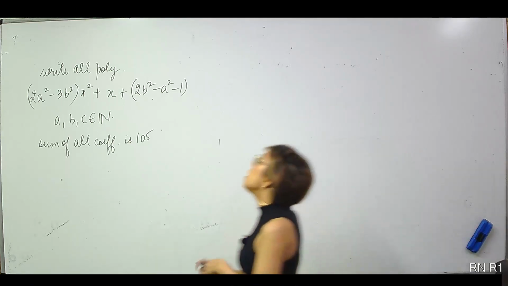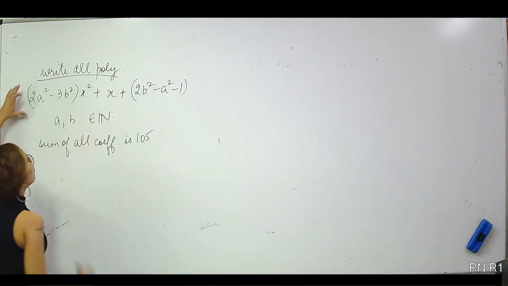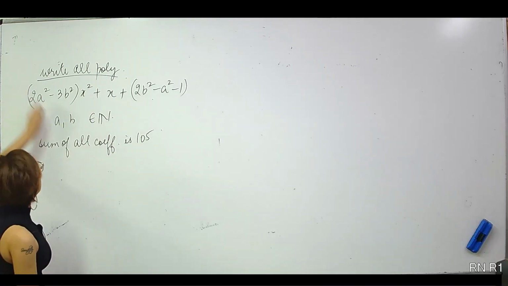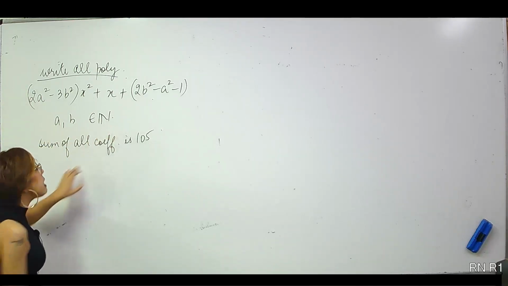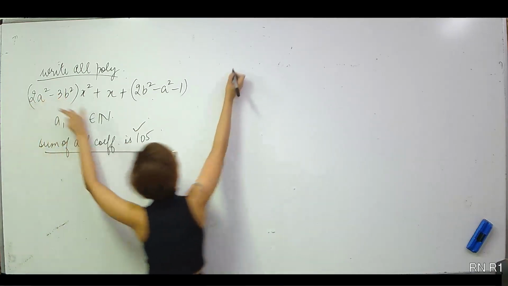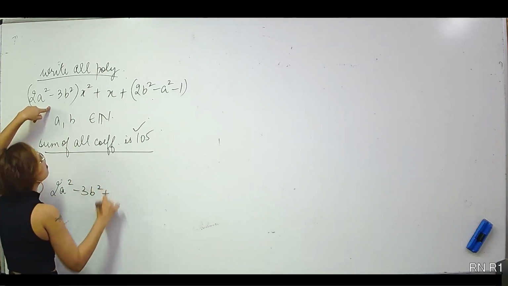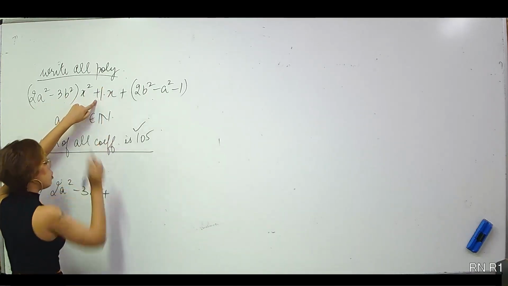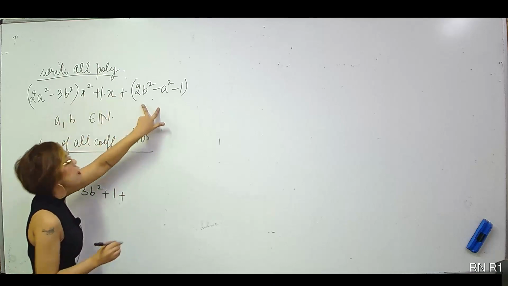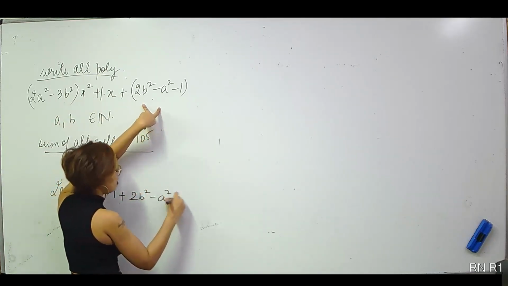I will discuss it. Now, he says, write all polynomials of this form, where a and b belong to natural numbers, and the sum of all coefficients is this. Now, the coefficient of x squared is 2a squared minus 3b squared. Plus, the coefficient of x is 1, so plus 1. Plus, this is a constant term, since the coefficient of x squared is 0, so 2b squared minus a squared minus 1.